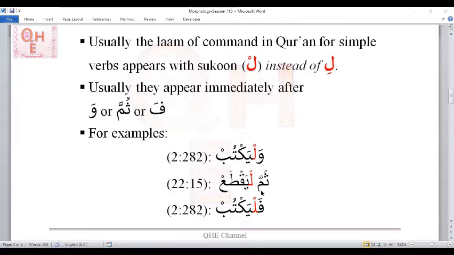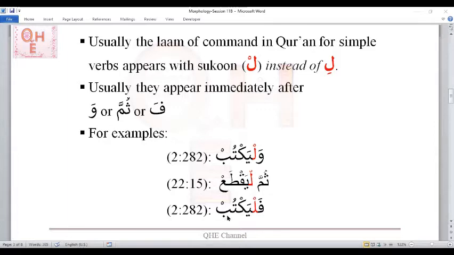Another example, thumma yaqta. Okay, again, lam sakina immediately after thumma, so this is a command verb. Over here also, this is a command verb because we have lam of command. Third example, falyaktub. Again, we have lam sakina immediately after fa. So this means this is lam of command and this is a command verb.